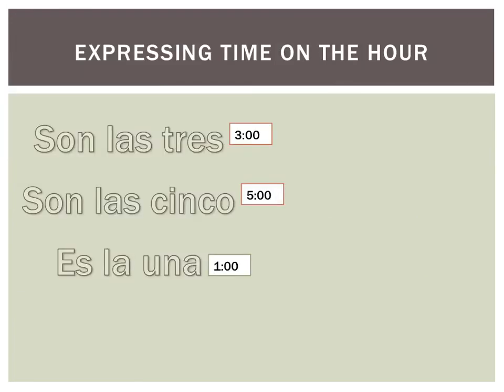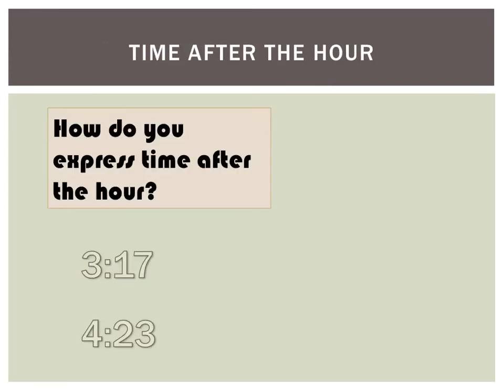All right, expressing time on the hour. Son las 3, son las 5, es la 1. Do you see what I did there with the son las? I use son las for 3 o'clock and 5 o'clock because it's more than 1. And I use es la for 1 because it's only 1. That's how you express time on the hour. Simple. How do we express time after the hour?